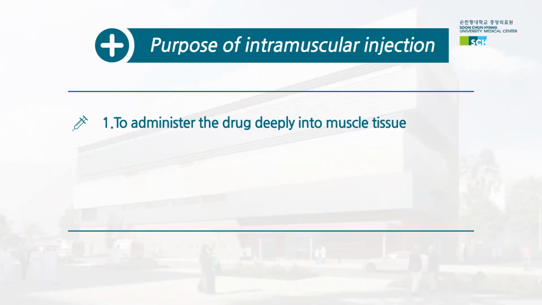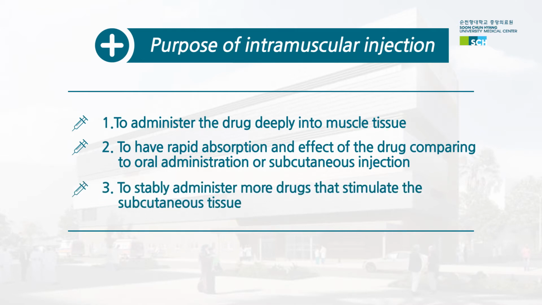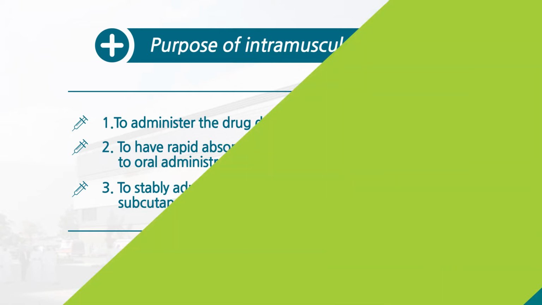These are the purposes of intramuscular injection. First, to administer the drug deeply into muscle tissue. Second, to have rapid absorption and effect of the drug comparing to oral administration or subcutaneous injection. Third, to stably administer more drugs that stimulate the subcutaneous tissue.